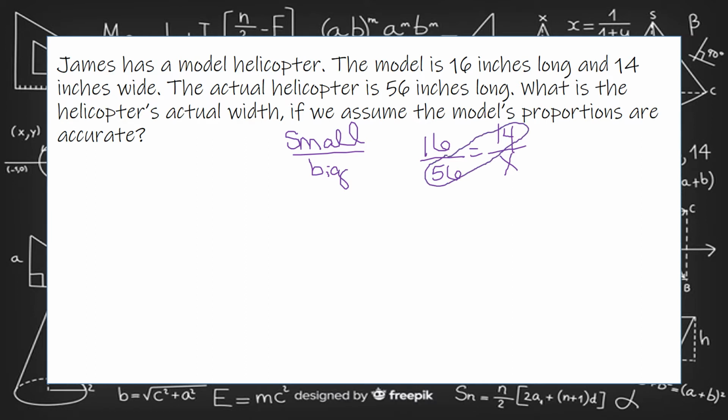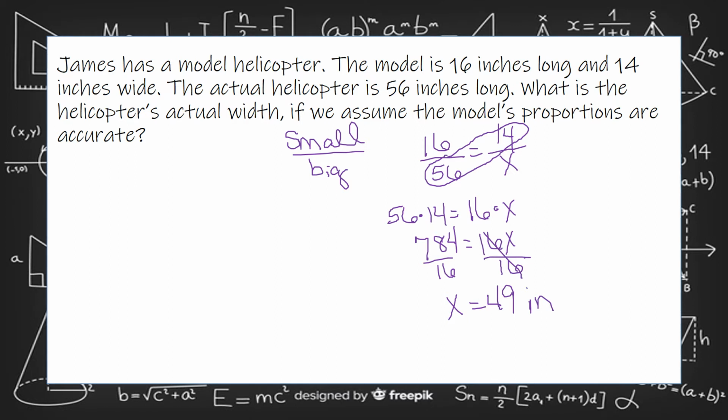56 times 14 equals 16 times x. So 56 times 14 gives us 784, equals 16 times x. To get rid of the 16 that's being multiplied by x, we're going to divide both sides by 16. So 784 divided by 16.